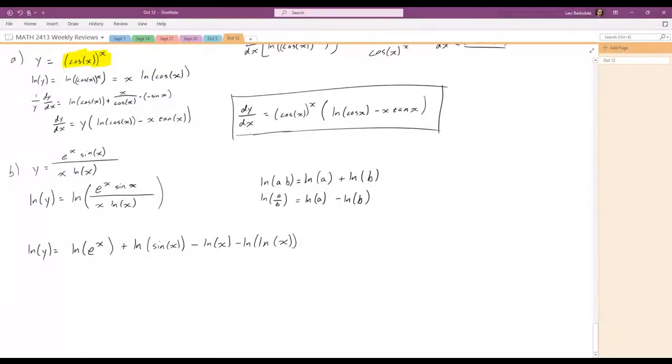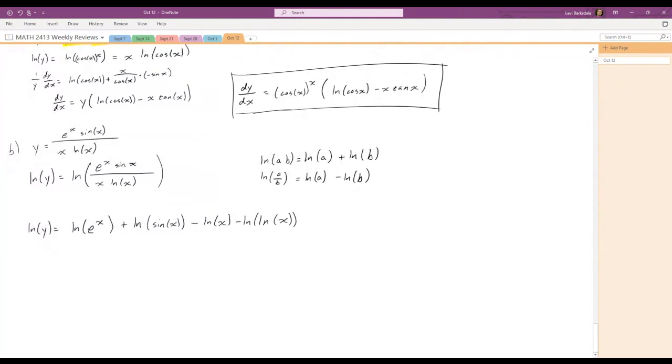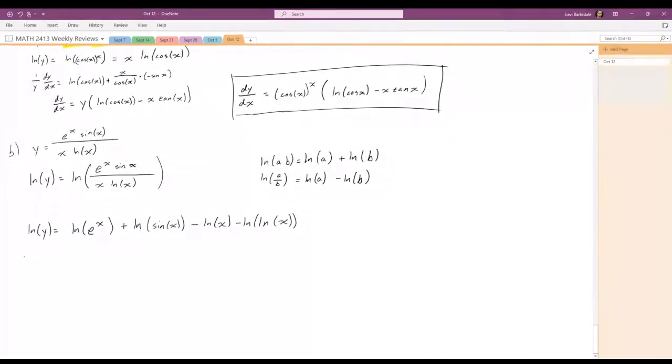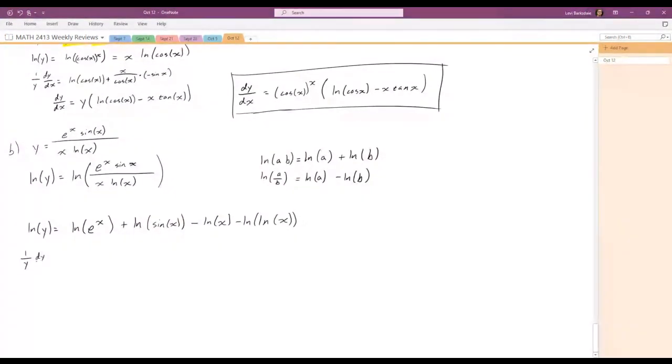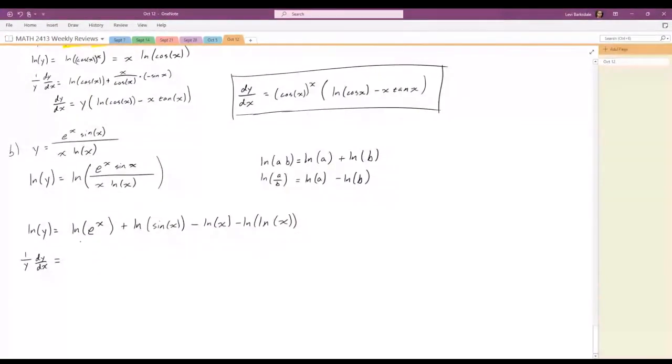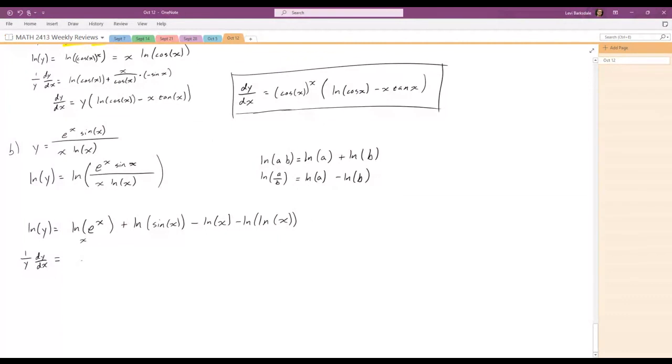So this is actually how I can break down my function using my log rules. I have the natural log of e to the x times sine x divided by x divided by the natural log of x. So now that I have this, I can go ahead and take the derivative. In fact, before I take the derivative, the natural log of e to the x is just x. So then taking the derivative of x, I just get 1.